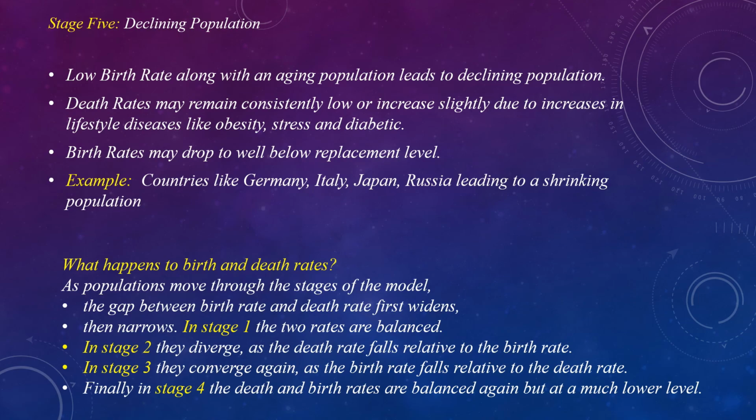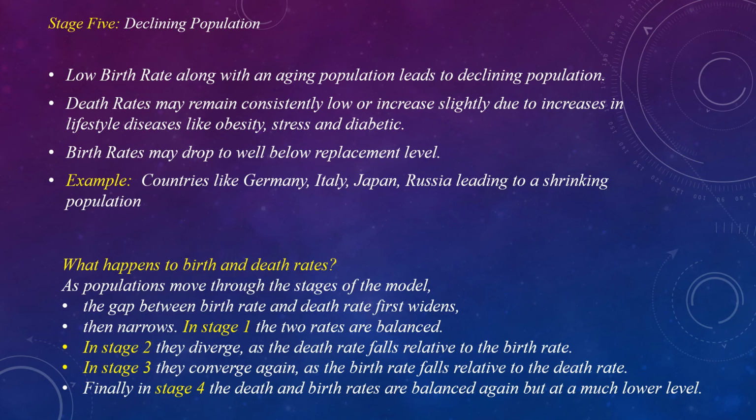These are the 5 stages which explain the demographic transition theory in a very smooth way. Now, what happens to birth and death rate? As population moves through the stages of the model, the gap between the birth rate and death rate first widens. You can easily see this in the previous diagram. Then it becomes narrower. In the first stage, the two rates are balanced.